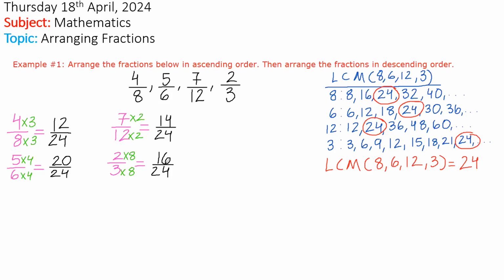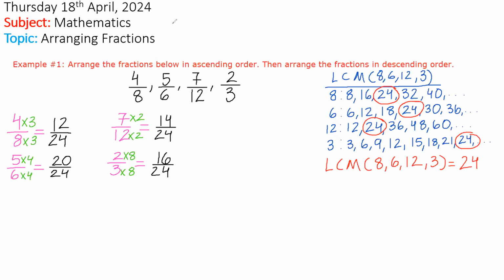So based on this, which one is the highest fraction? 20 over 24. So that means that 5 over 6 is the highest, right? Which one is the second highest? 16 over 24, which is 2/3. That's the second highest. Which one is the third highest? 14 over 24, or 7 over 12. Which one is the fourth highest? 12 over 24, very good.